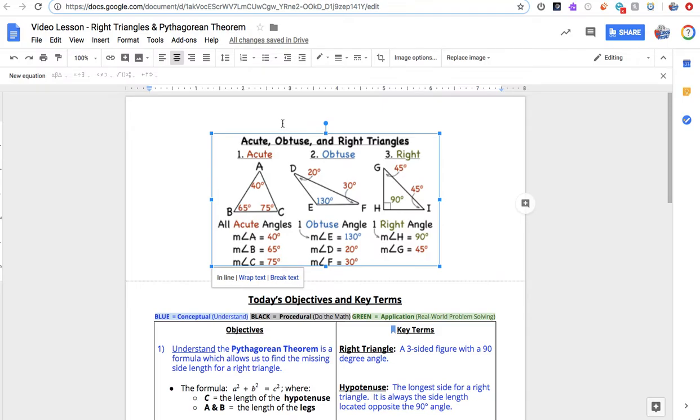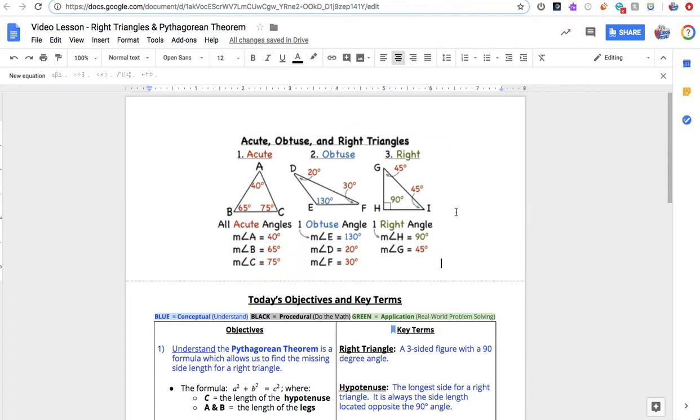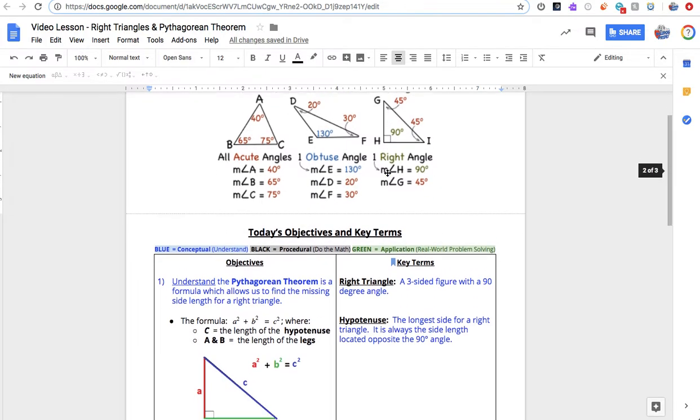We should know there are 3 classifications for triangles. We could call triangles either acute, obtuse, or right triangles. Acute triangles are those that have all 3 angles less than 90 degrees, or all acute angles. An obtuse triangle is one that has an angle that's obtuse, greater than 90 degrees, and a right triangle has one right angle or one 90-degree angle in it. Our focus today in 8th grade is going to be mostly on the right triangle because there's a special property related to the right triangle.